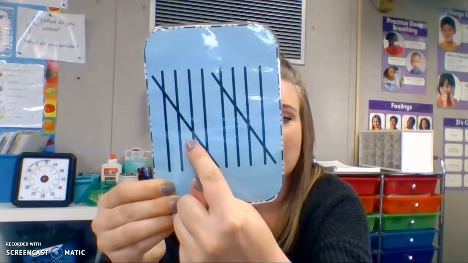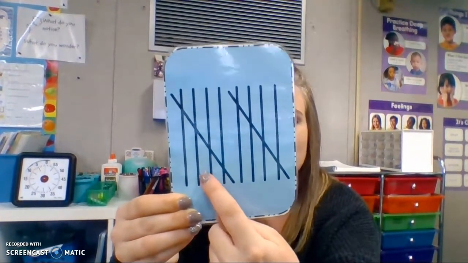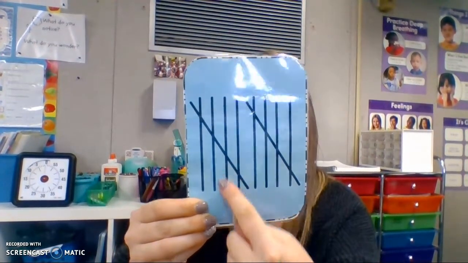I have 2 groups of 5, so I can quick count them. Ready? 5, 10. Remember, I know that this is a group of 5 because there's 4 tally marks and 1 across, so it's a group of 5. 5, 10. This is 10. 7.